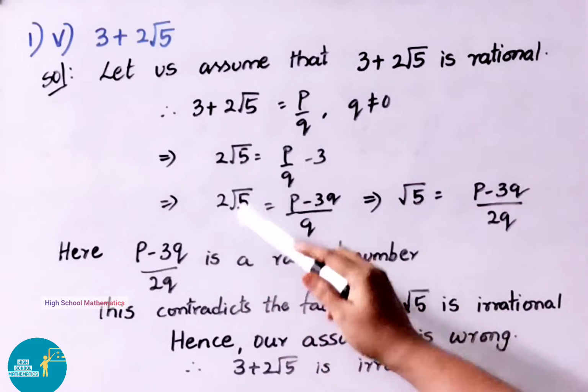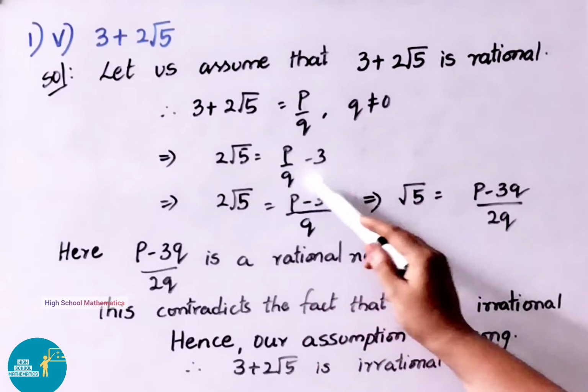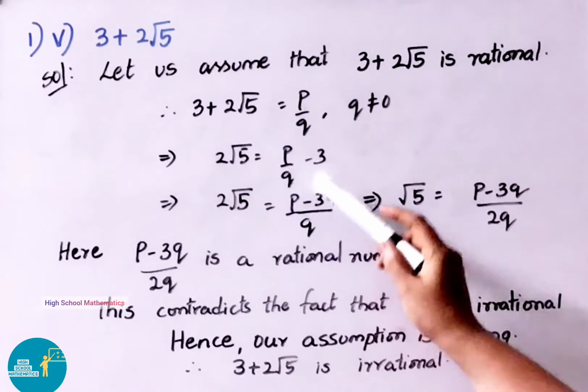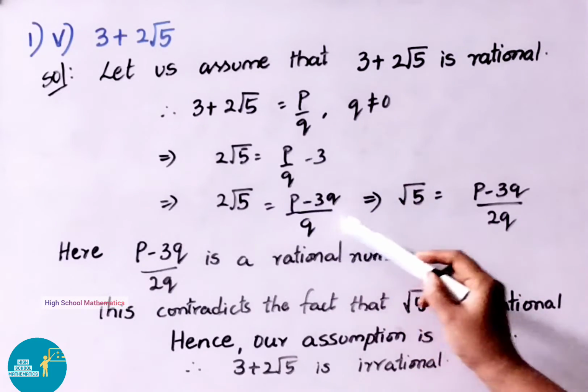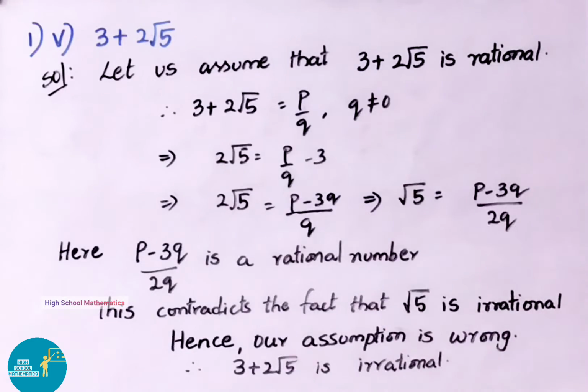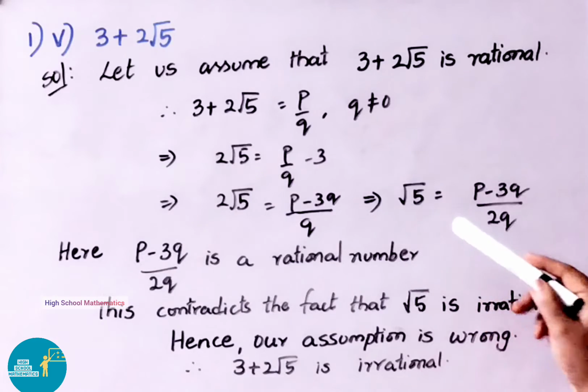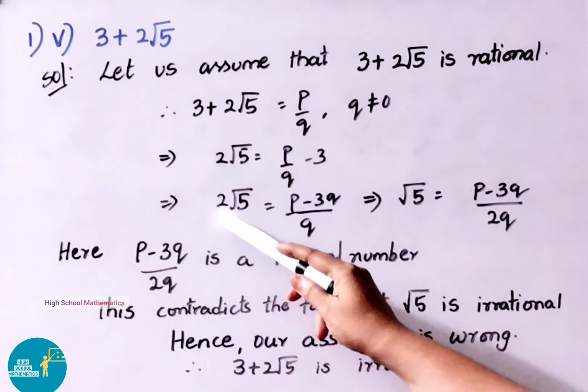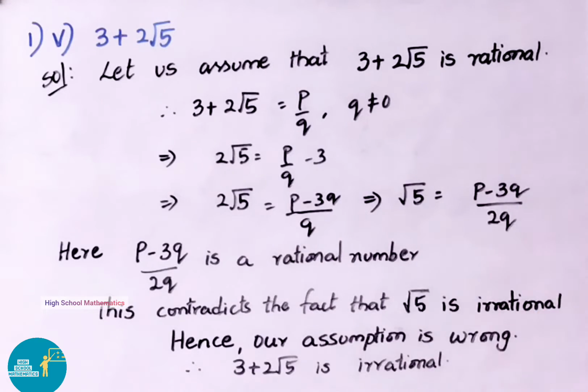That implies 2 root 5 equals, here we have to do LCM. So LCM value is q. So p minus 3q by q. This q is multiplied here. So p minus 3q by q. That implies square root of 5 equals p minus 3q by 2q. Here 2 is multiplying, on transposing it becomes divided by.